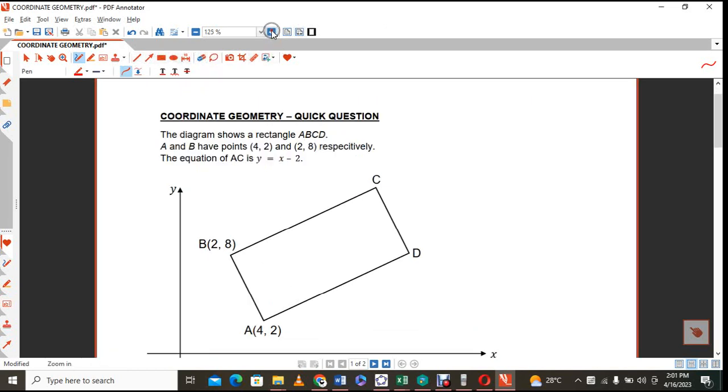I am doing a quick question on coordinate geometry, just a quick revision question. One of the things you need to know, and I did not type it in here, but I'll just write it: this diagram is not to scale, okay? So do not measure anything.